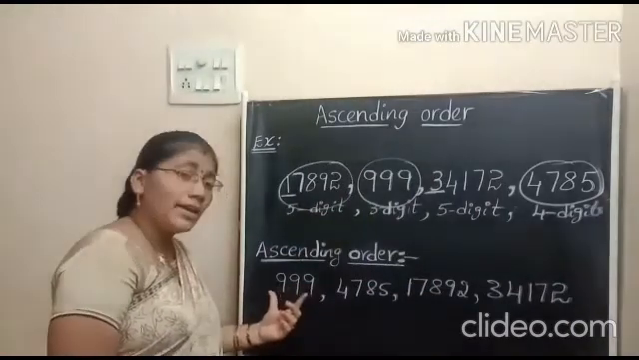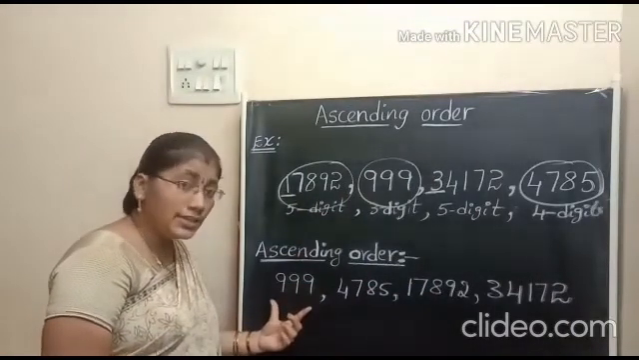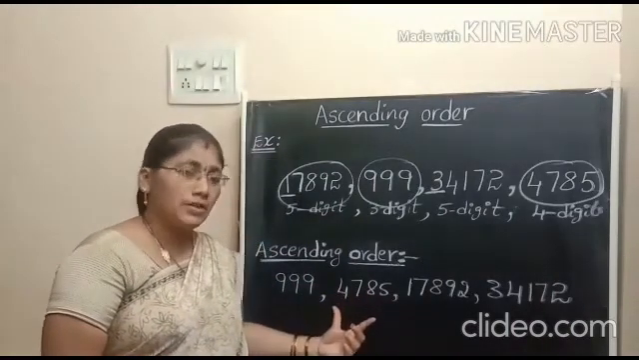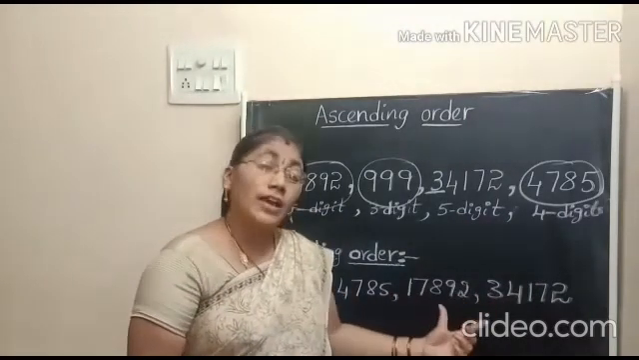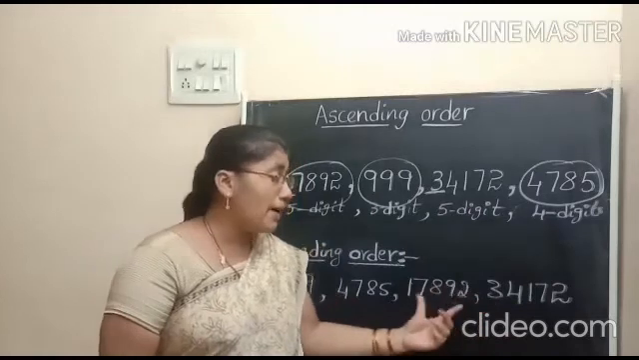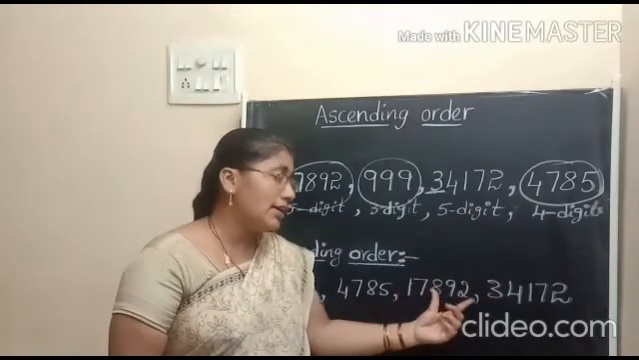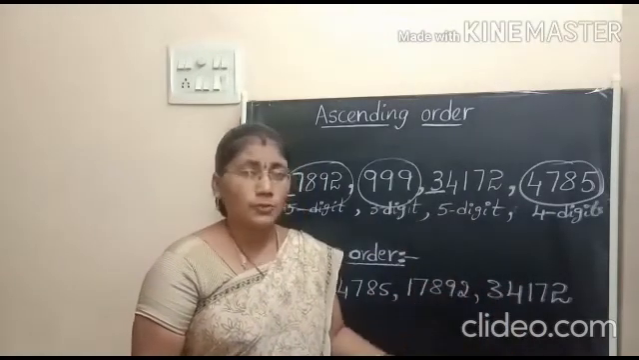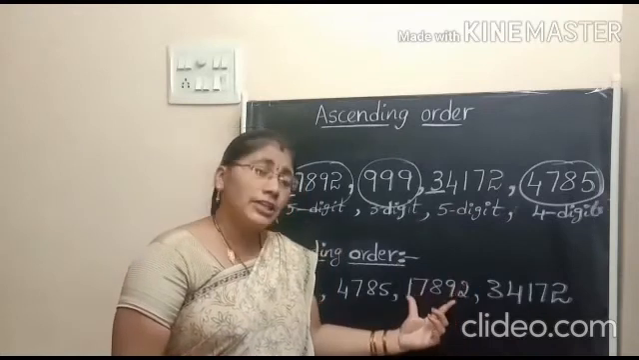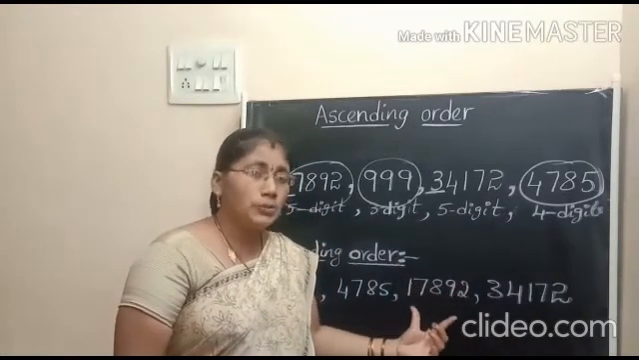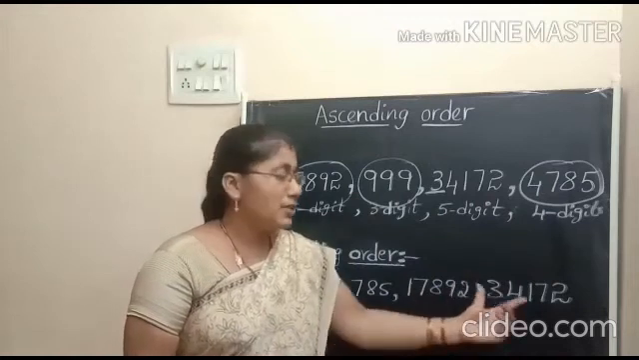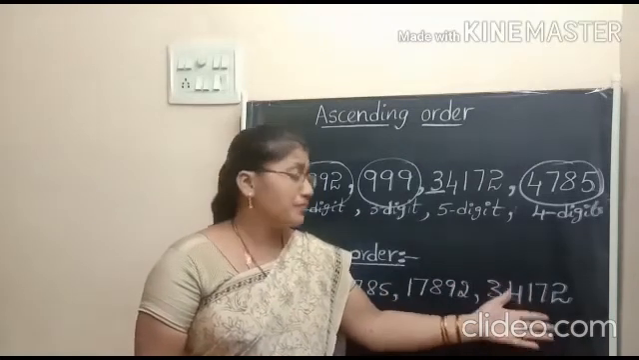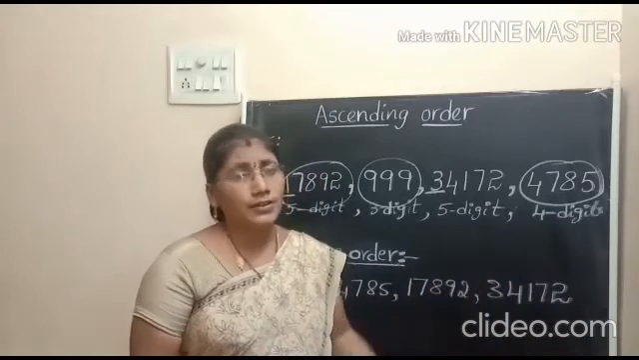The first number 999 is a 3-digit number and 4785 is a 4-digit number, and these two numbers are 5-digit numbers. But by comparing these two, 17,892 is smaller than 34,172. So, we should write 17,892 at the third position of ascending order. Now, the last number 34,172, we should write it at the last position of ascending order.